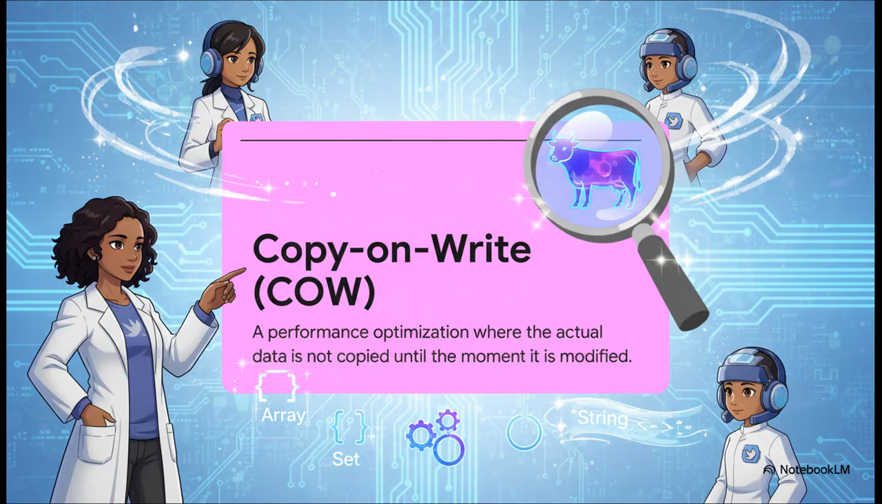So here's the magic trick. Copy on write basically means that Swift is lazy, but in the best possible way. It puts off that expensive full copy operation until the absolute last possible second. It only makes the copy if and when you actually try to change or modify the data. And this isn't some obscure feature. It's the secret sauce that powers fundamental collections you use every day, like array, dictionary, and string.